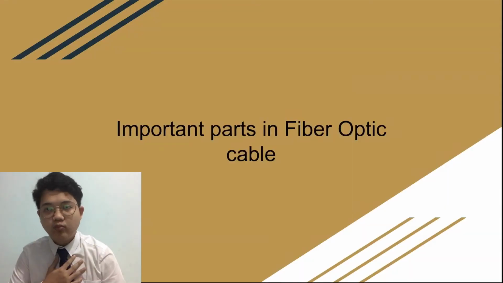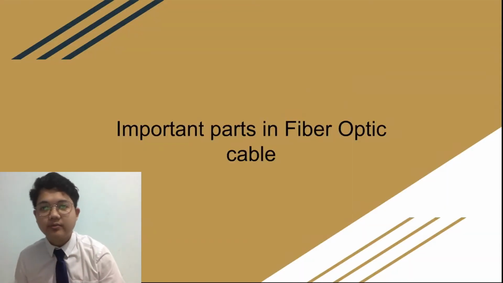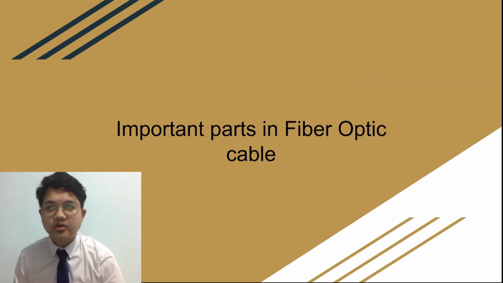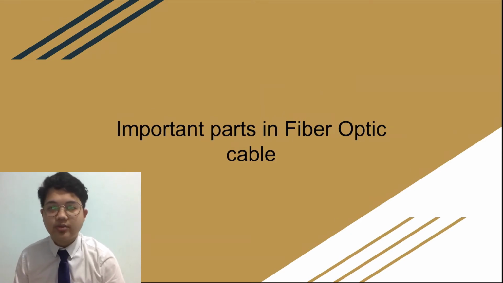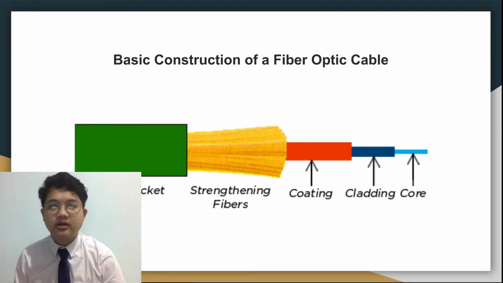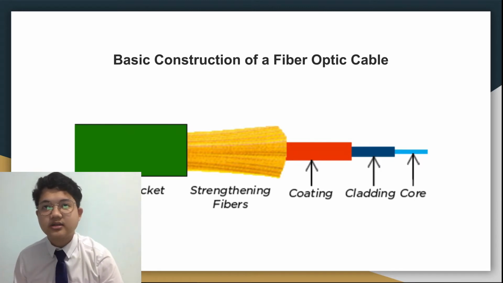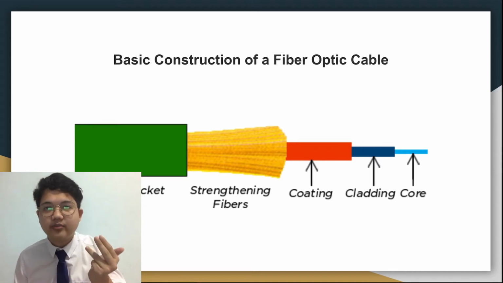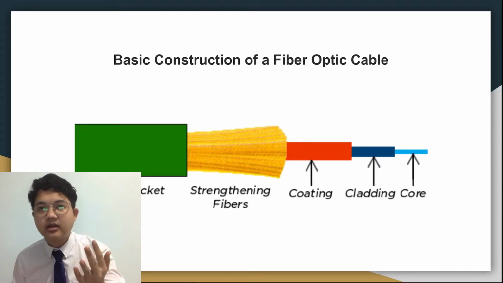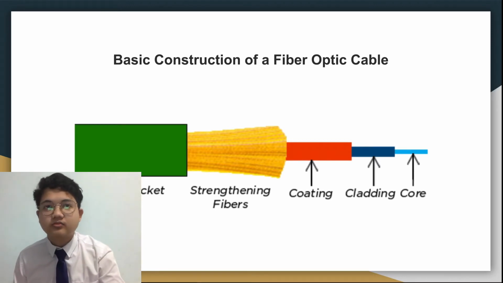Hi, I'm Muhammad Zaki Bamiruddin. I will continue my friend Karl Fikri's presentation. My part is the important parts in a fiber optic cable, the basic construction of a fiber optic cable. This construction consists of five important parts: core, cladding, coating, strengthening fiber, and cable jacket.